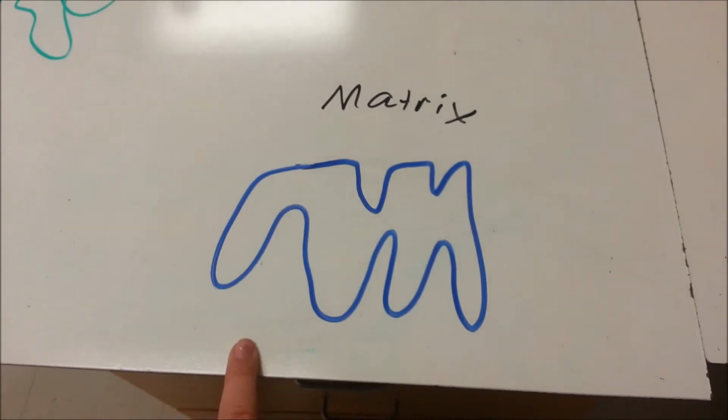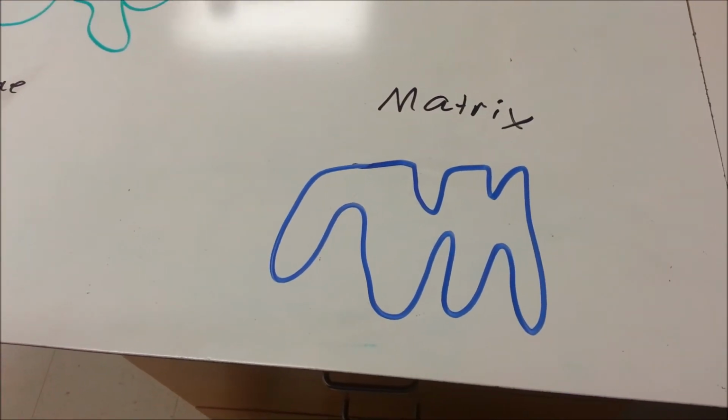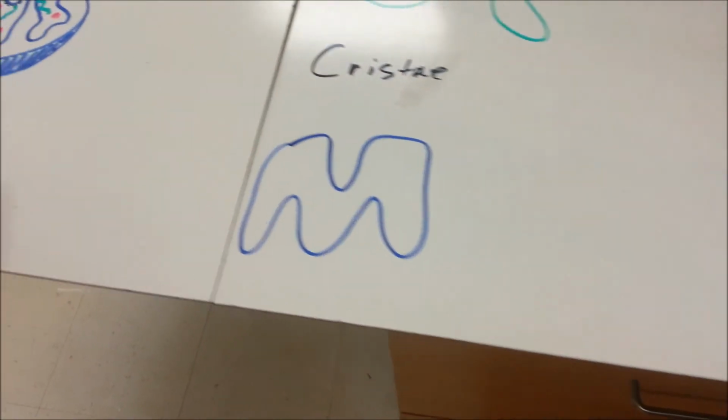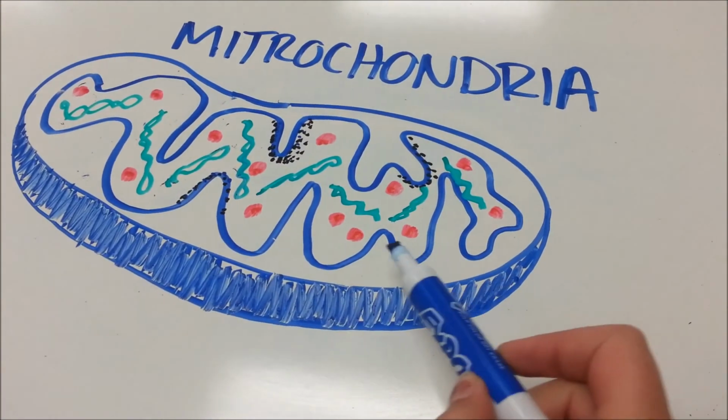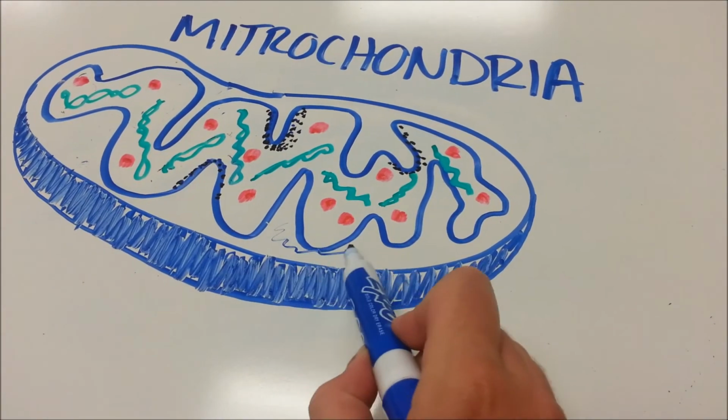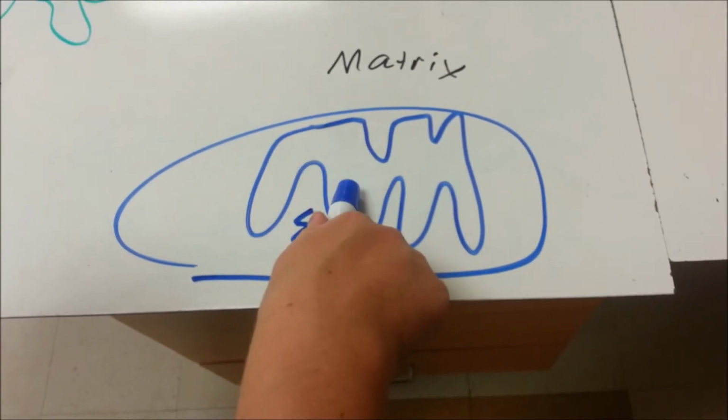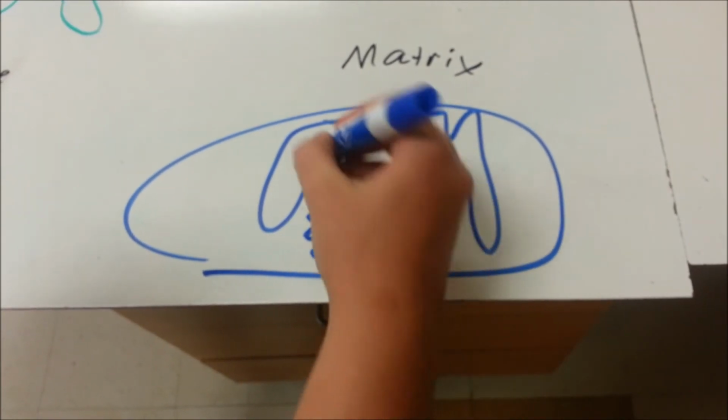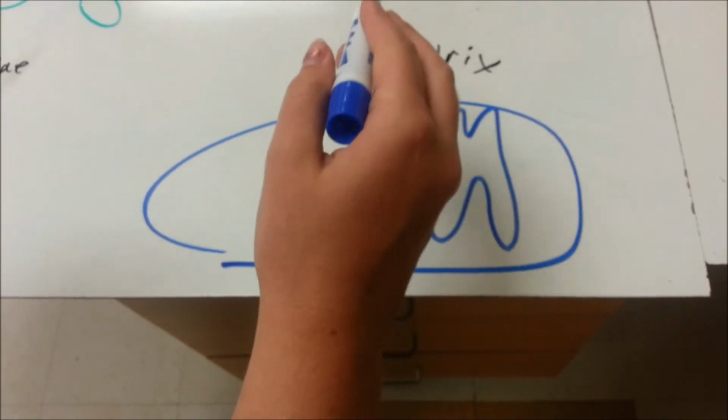The matrix contains the cristae and the intermembrane space. The cristae, again, are these folds, and the intermembrane space is all the space in between. Also, the matrix contains an aqueous solution on the inside, which includes the ribosomes and the DNA.